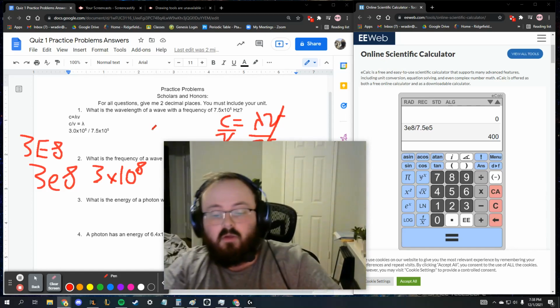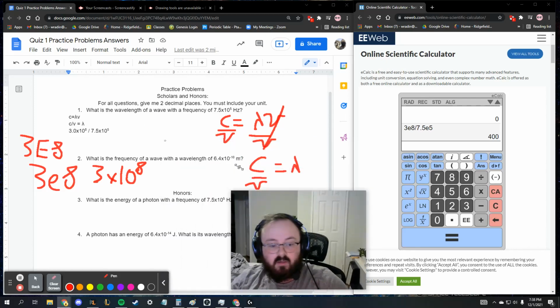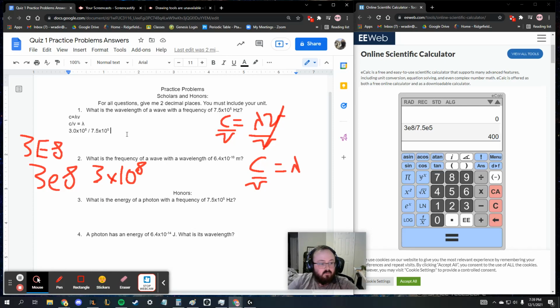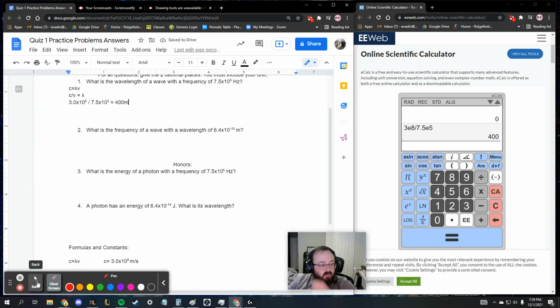All right. That's probably the only time I'm going to show how to do that calculation on this calculator, just 'cause it is kind of hard to do both. But the math is going to be the same. So our answer, it's going to be 400 meters. All right, we're going to clear off our pen.